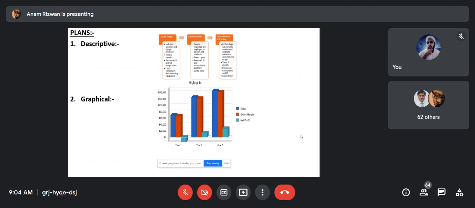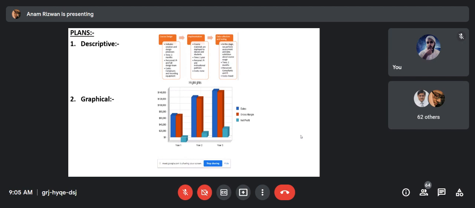Now, the second aspect of the core values of planning was plans. Plans can be presented in n number of ways. Every person has their own way to present their plans. Some of them we discussed was descriptive. Descriptive plan simply means that we'll have a detailed plan for anything.